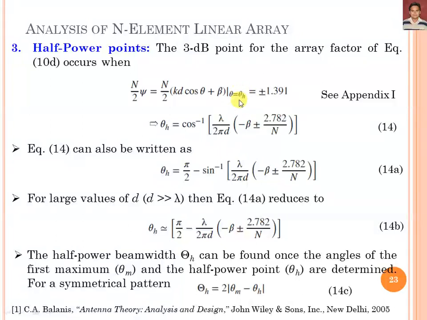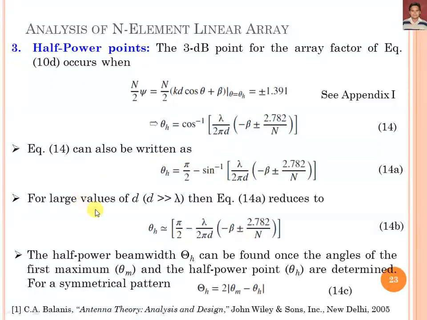H represents the half power points, and this is equal to plus minus 1.391. You can see this value from the appendix first of C. A. Balanis's book. And then, after we have calculated the half power point, theta h is equal to cos inverse of this expression, and this equation can also be rewritten as theta h is equal to pi by 2 minus sine inverse of this expression. So these two equations are the same. This one is in terms of cosine and this one is in terms of sine.